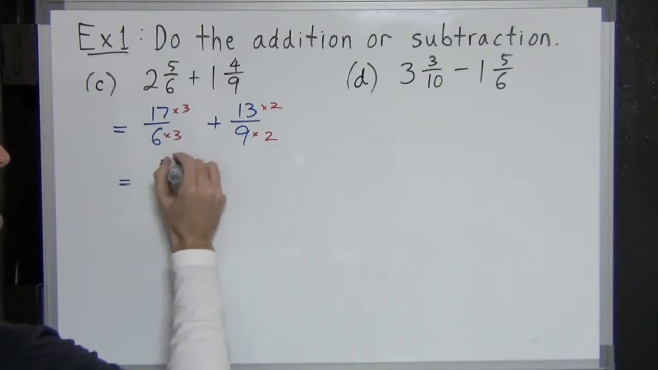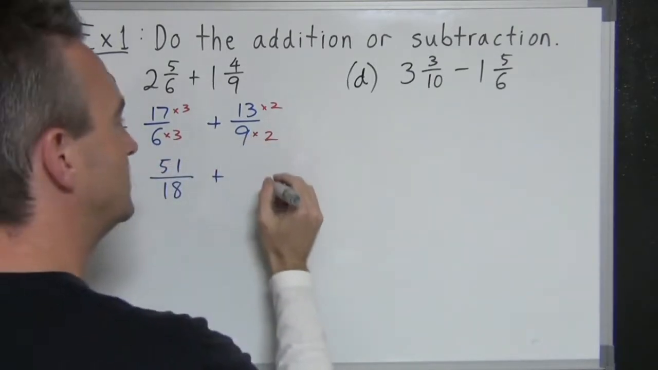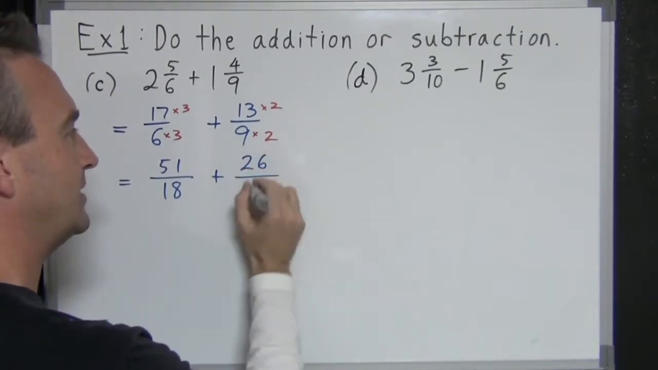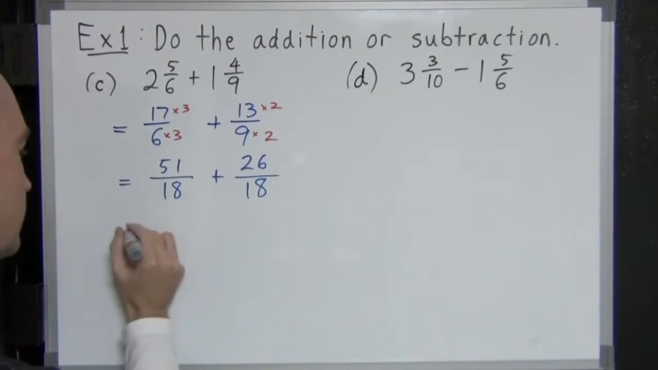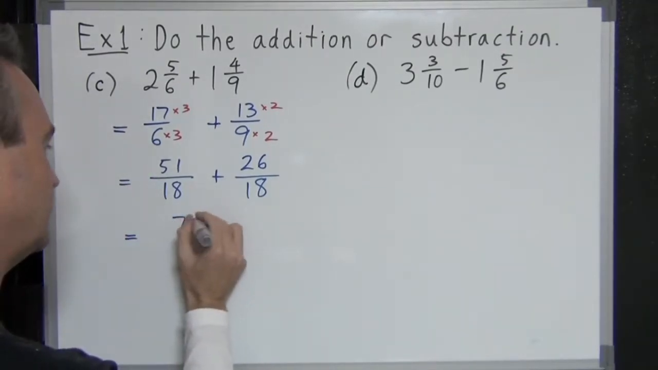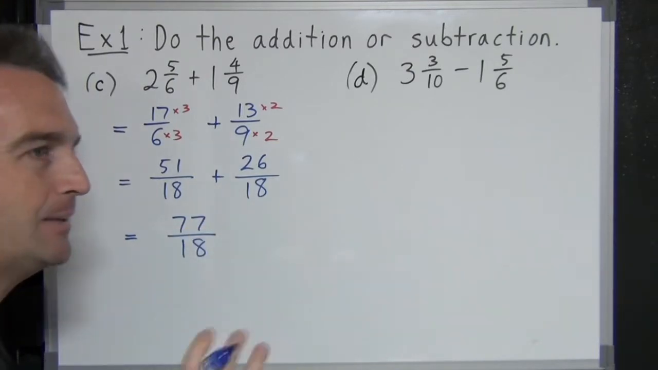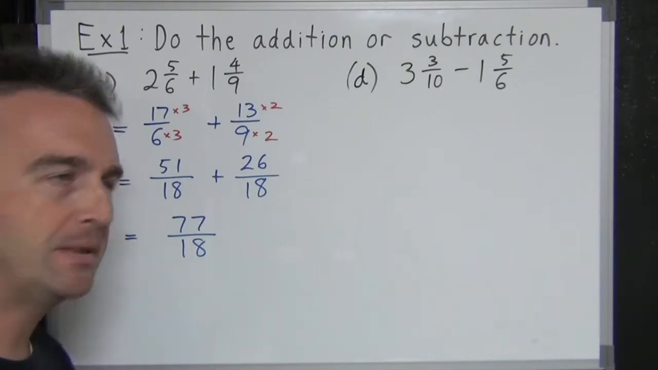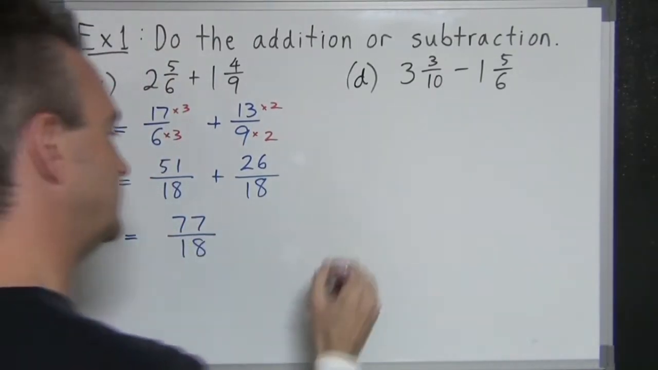17 times 3 is 51. 6 times 3 is 18. 13 times 2 is 26. And 9 times 2 is 18. Okay, we have our common denominator. Now let's do the addition. 51 plus 26 is going to be 77 over 18. There's our answer as an improper fraction, but we've got to convert it to a mixed number, remember. So let's do this division. 18 into 77.